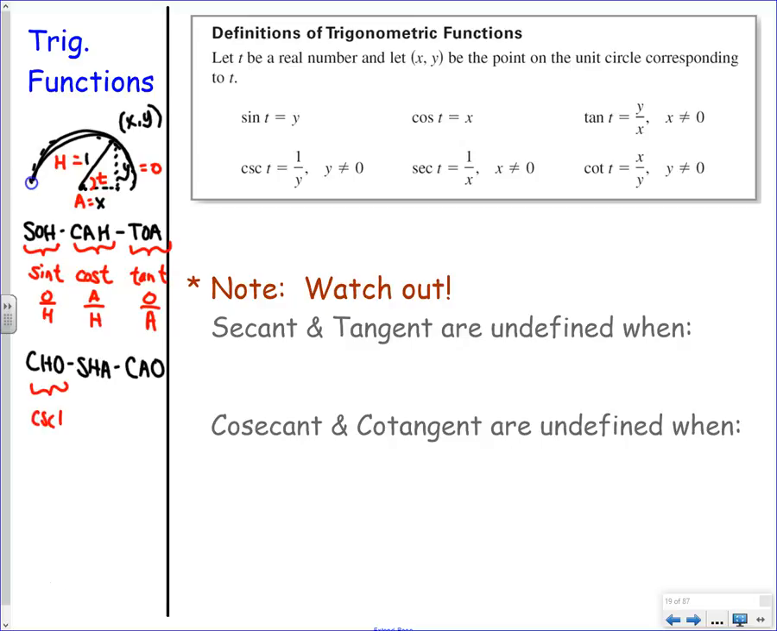Cho is cosecant, which would be hypotenuse over opposite because you flip the sine. This would be secant, which you flip the cosine, and this would be cotangent. You flip the tangent. So SOH CAH TOA and CHO SHA CAO.